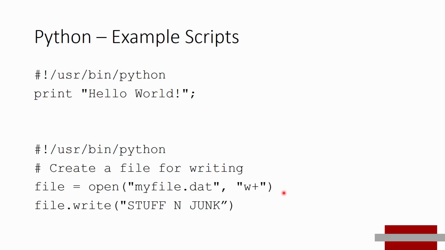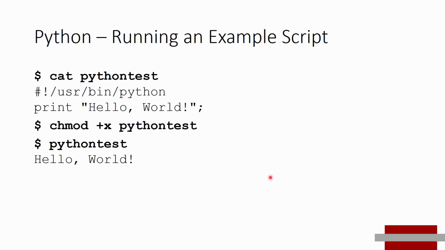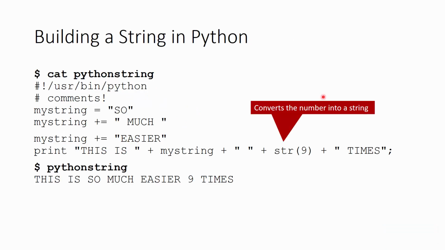We can easily open files with a very C-like syntax, and then write out to that file. So very simple file and data or text manipulation here. We can run an example script like this, so we cat out our script. We can see that it's simply the print hello world, give it executable permission so we can run it, and then run it. So just very, very like bash scripting.